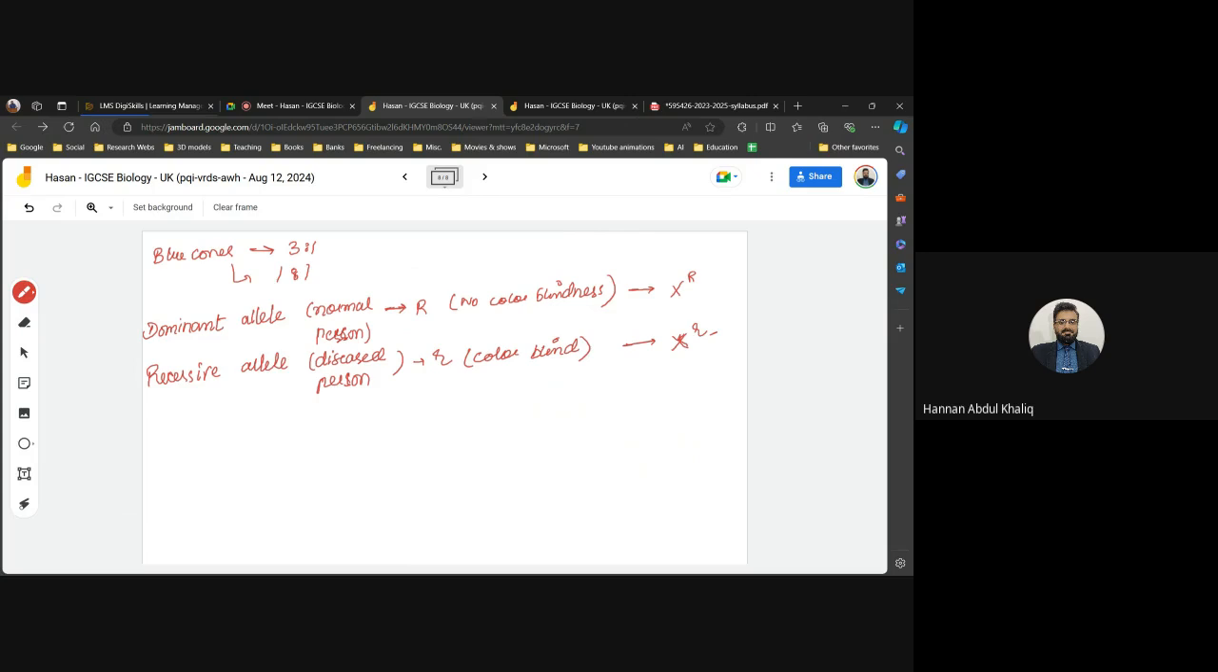Let's say we cross a male and a female in which the genotype of the male is XRY and the genotype of the female is XRXr. Why am I not writing a gene on Y?